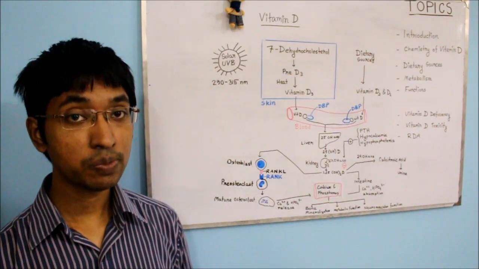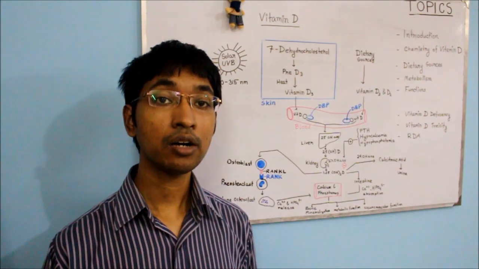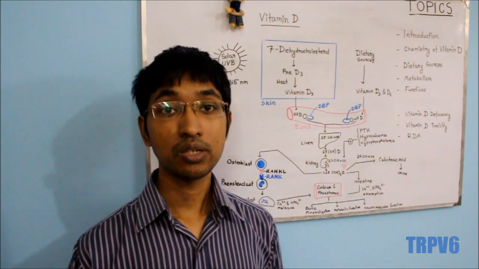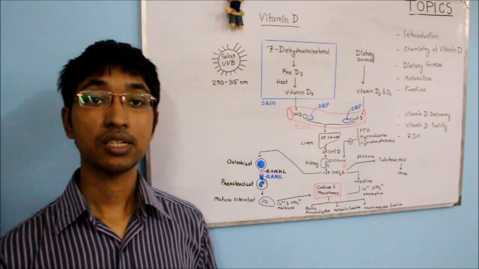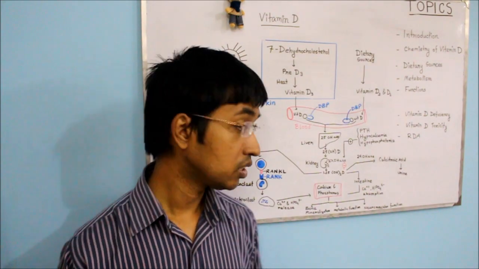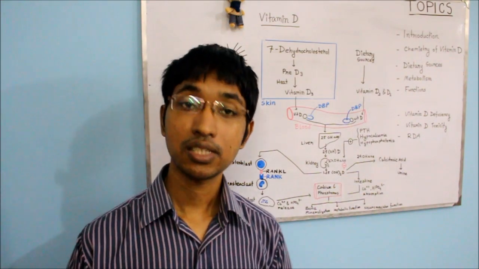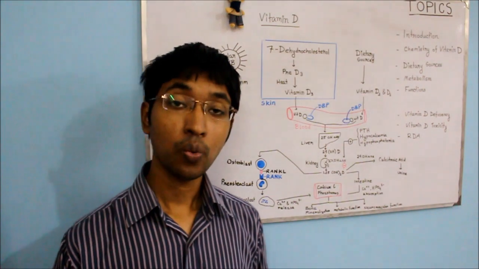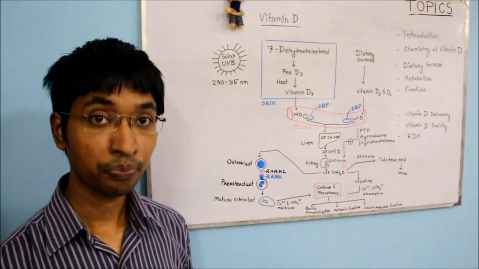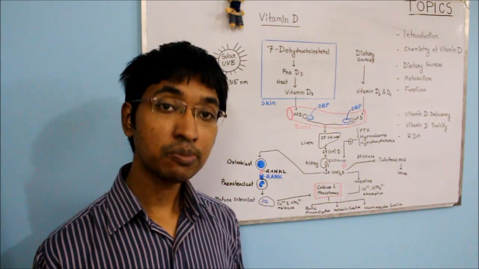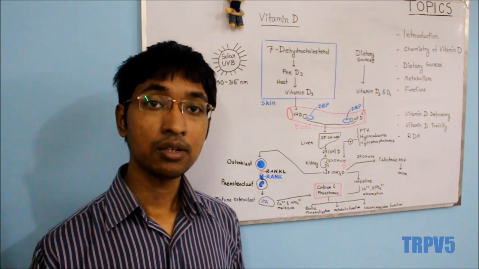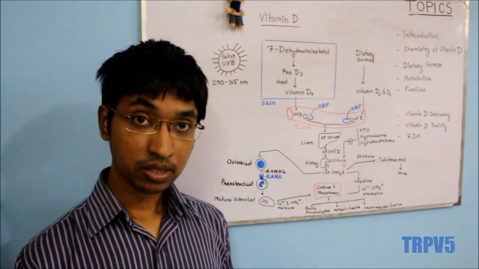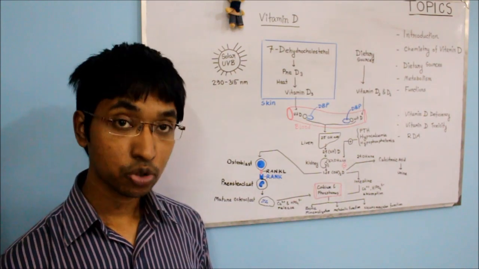That will result in transcription of TRPV6 in the intestinal cells, and that will result in formation of a critical calcium transport channel, and that will help in calcium absorption in the intestine. Similarly, in the kidney, vitamin D's active form, or 1,25-dihydroxycholecalciferol, will stimulate expression of TRPV5, and that will also result in formation of a calcium channel that will help in calcium reabsorption.